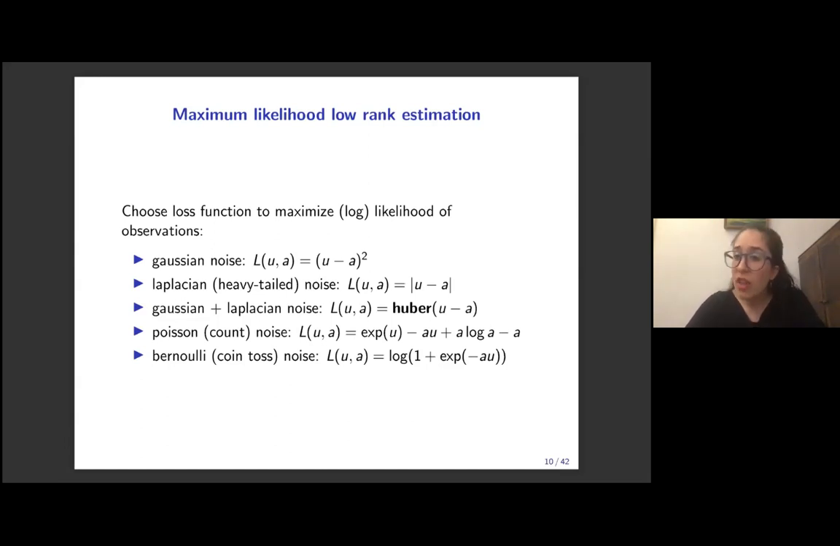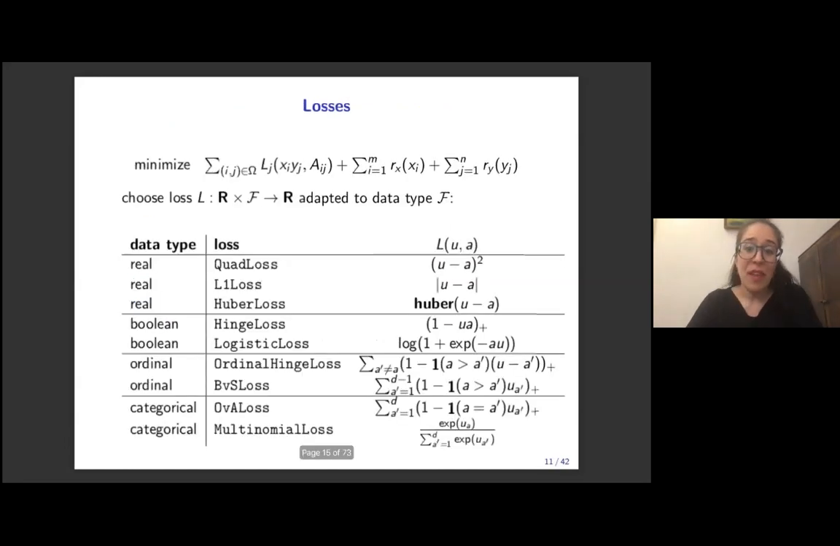If I had Poisson noise, count data, I should be using the Poisson loss. If I had Bernoulli data, I should be using the Bernoulli loss. I can keep going. In fact, I can prove a theorem for each of these that says that maximum likelihood low rank estimation works. So we can collect a large number of losses.